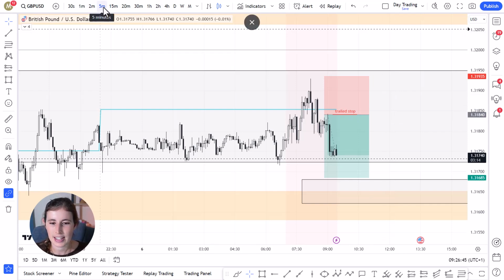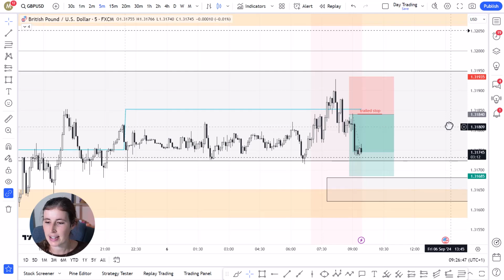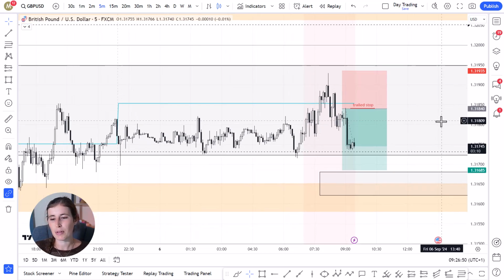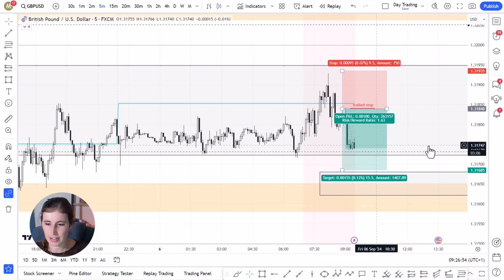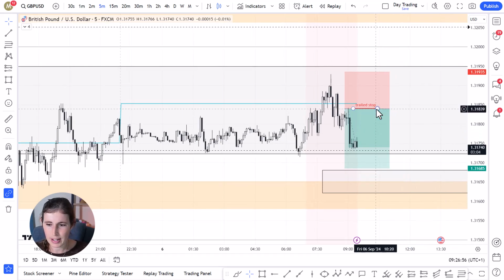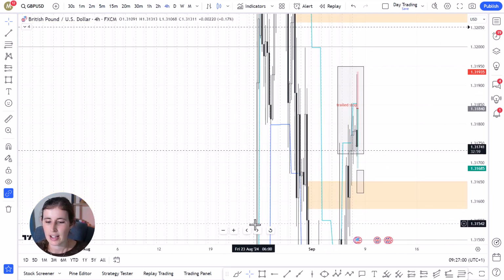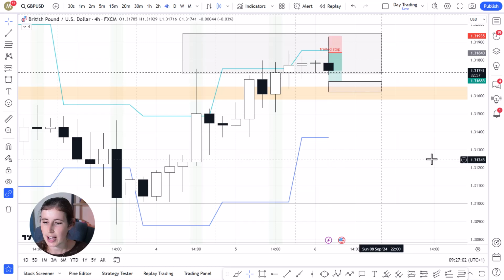I have entered here on the 5-minute time frame, and that is a quick time frame. I'm looking for quick executions. I'm looking for quick movements. We got this big drop down here. So why then am I trailing my stop? Well, I'm going to refer back to the 4-hourly, and I'm also going to refer to time theory.